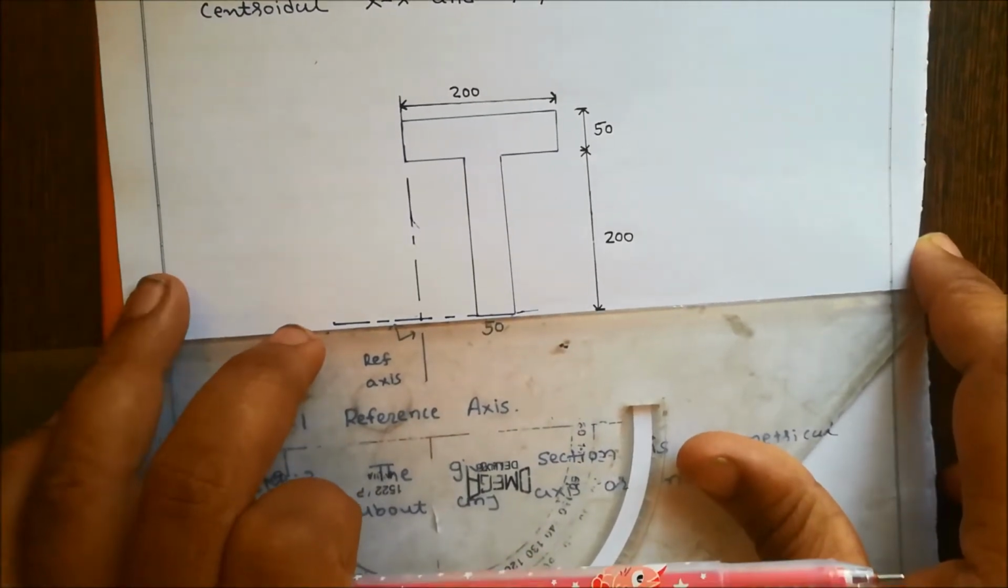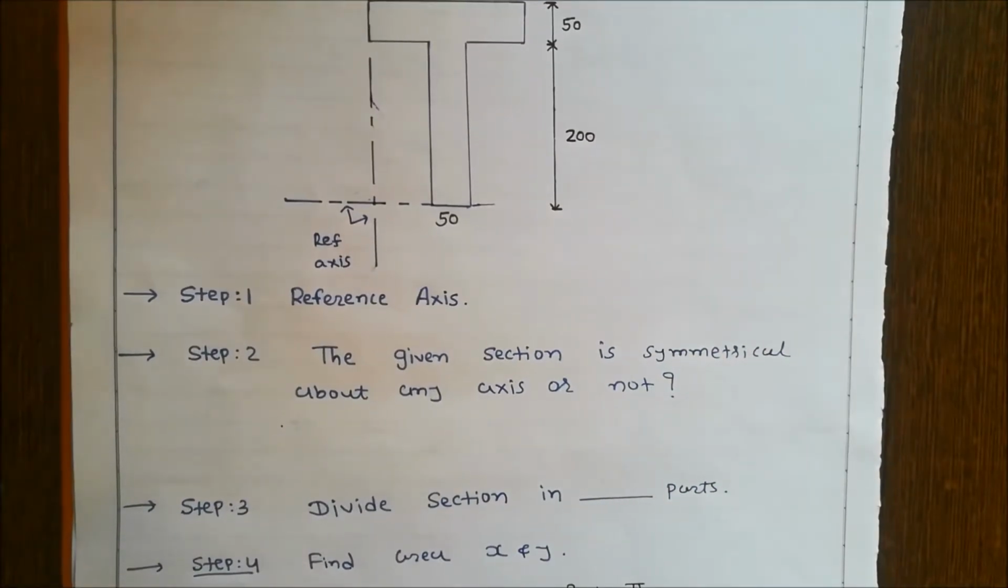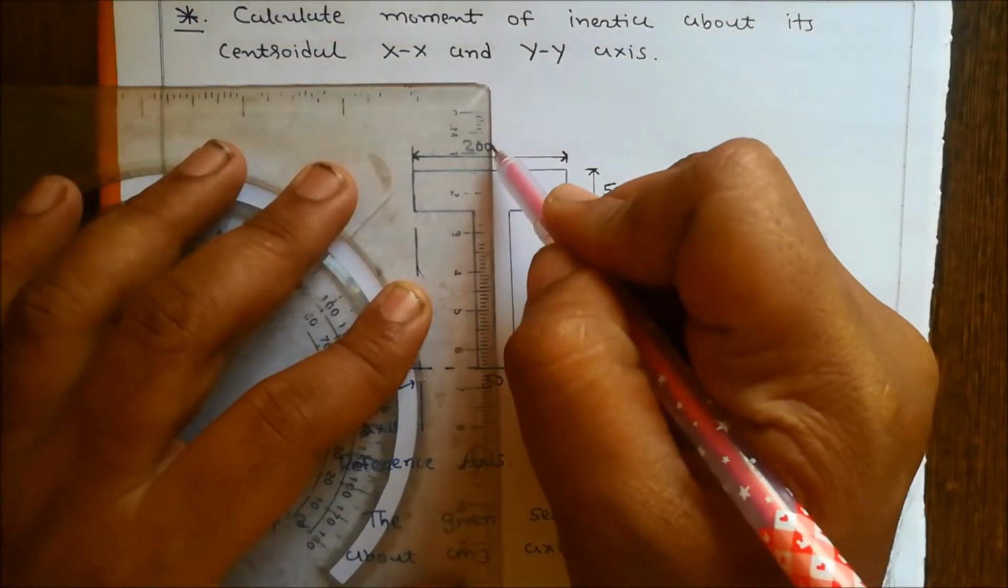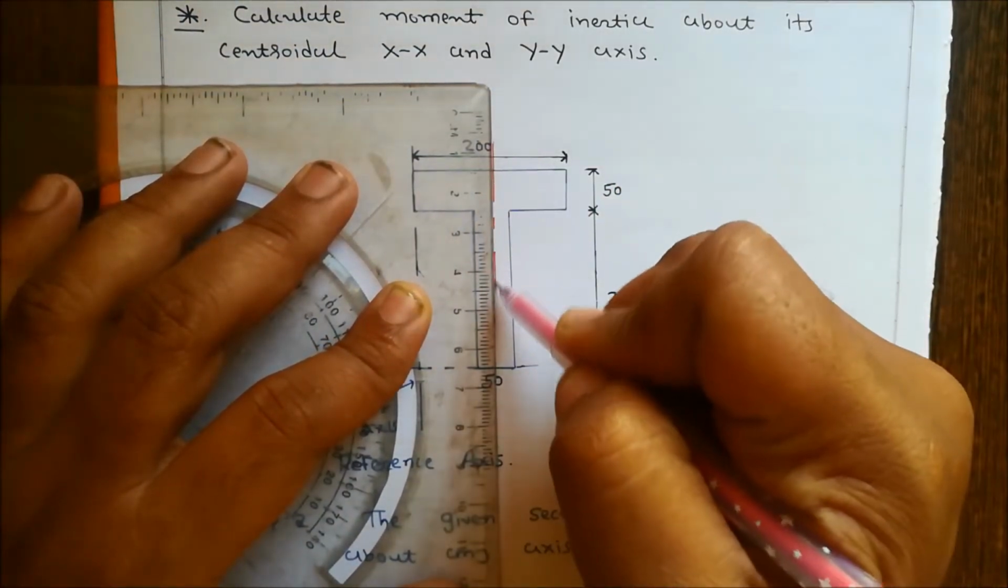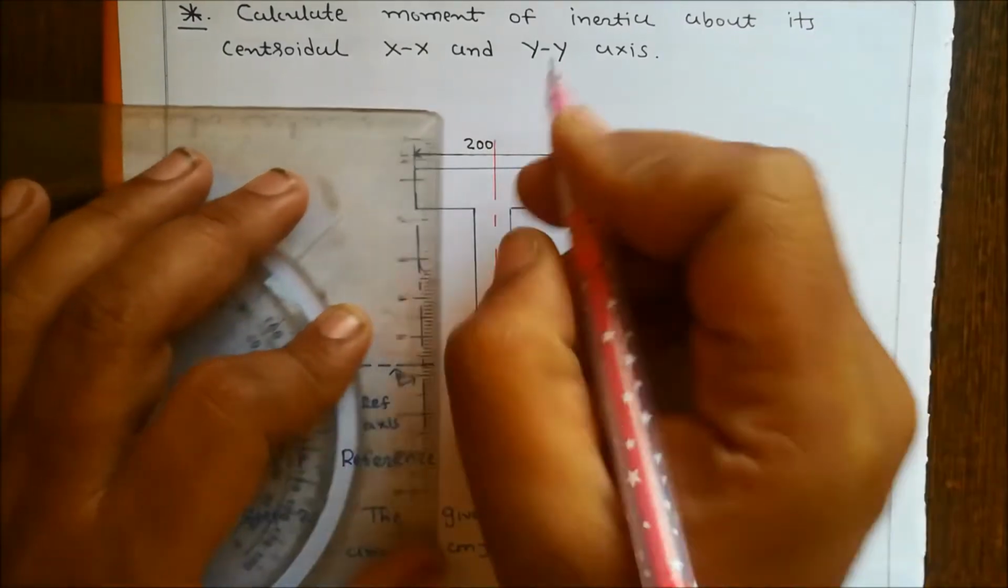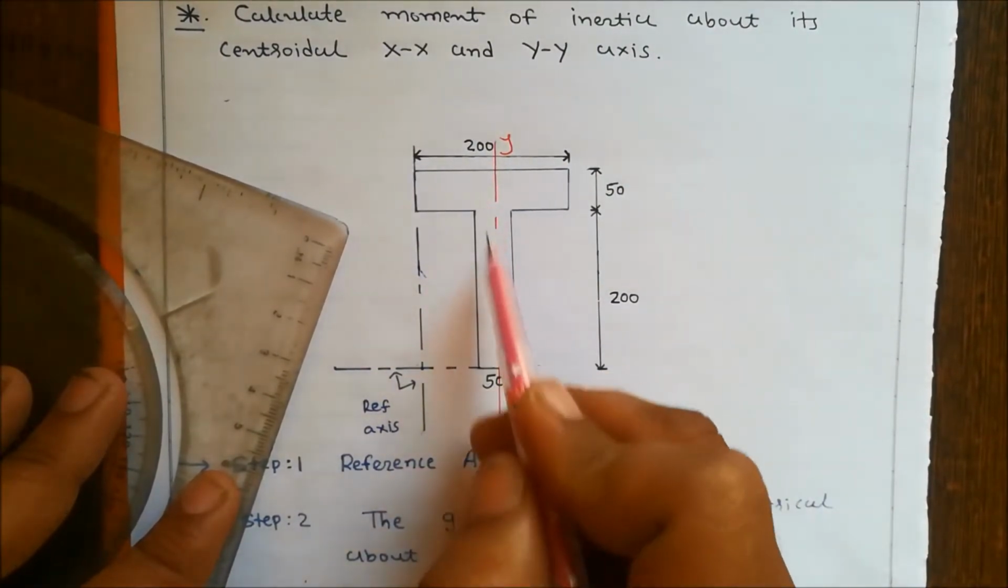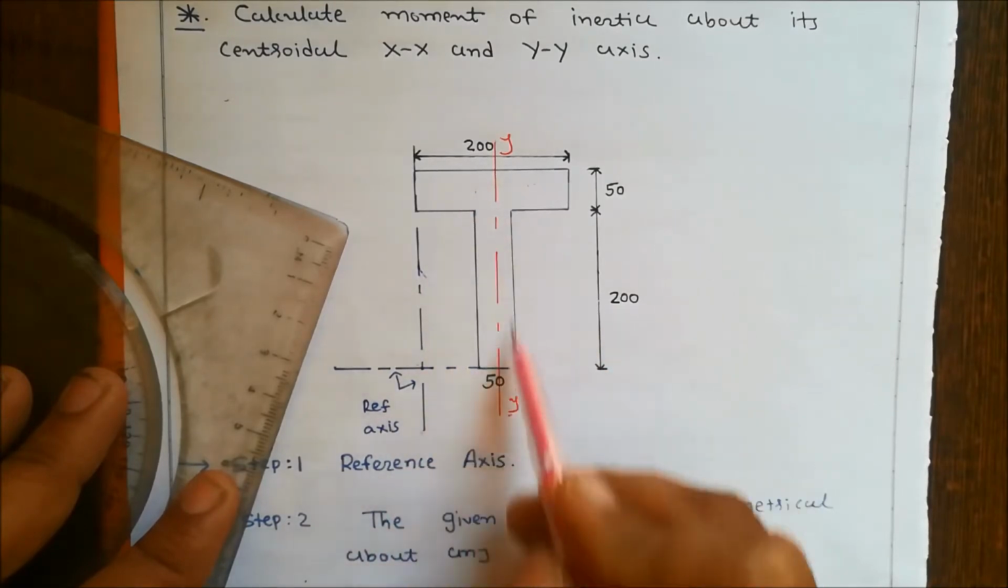In step number 2, check whether the given section is symmetrical about any axis or not. What is the meaning of symmetrical axis? Symmetrical axis means the axis which divides the figure into two equal parts. For T section, the YY axis is symmetrical, because the YY axis divides the figure into two equal parts.